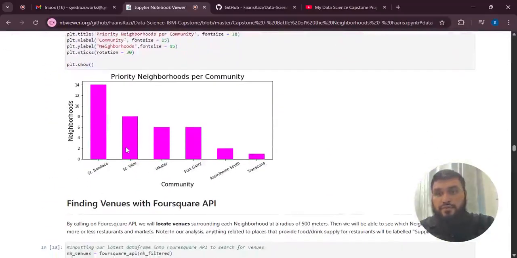Now this is just a chart showing for our focus communities the total number of neighborhoods per community. So St. Boniface has the most, Transcona probably has 1 neighborhood.